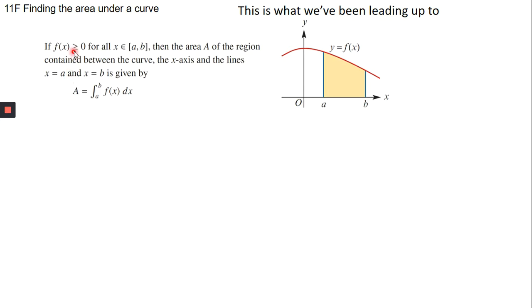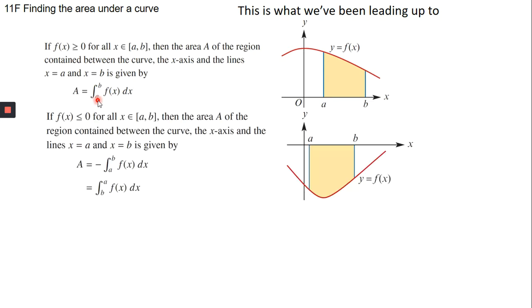So if the function is greater than 0, so above the line, we can see that the area under the curve is going to be the integral of that function from B to A. So we work out B, take away A.